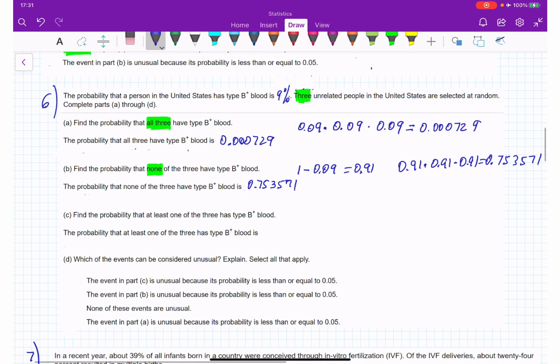Okay. Question number 6, C. Here they want to round to 3 decimals. Okay, then it's going to be 0.754.